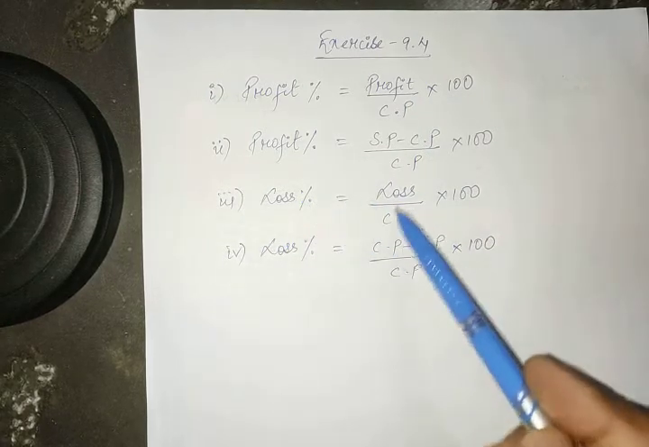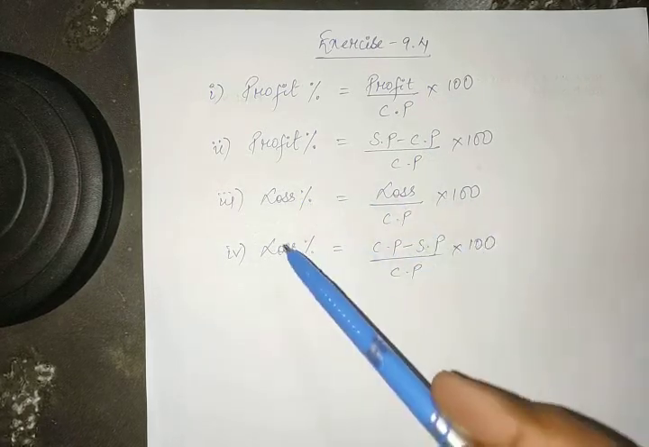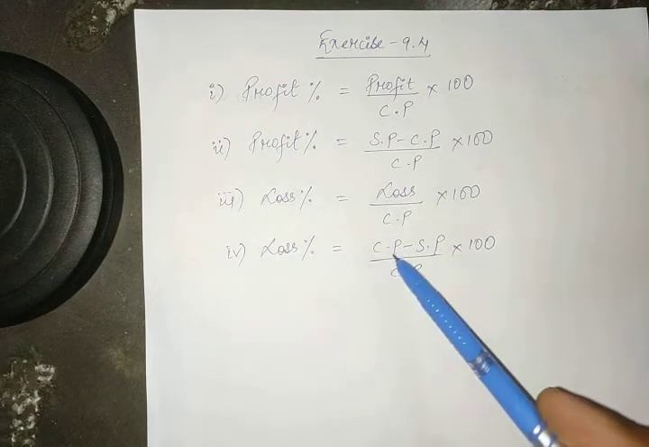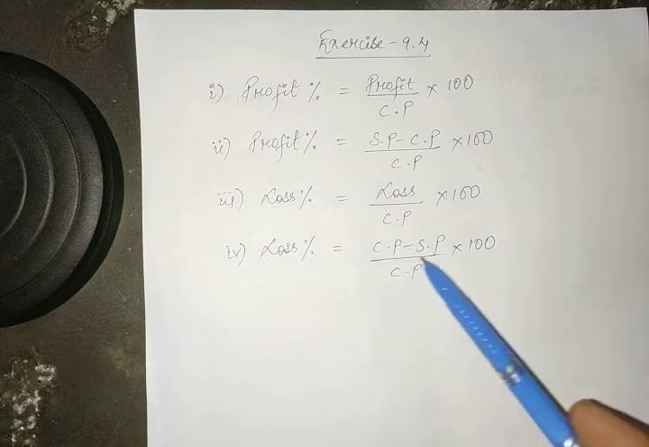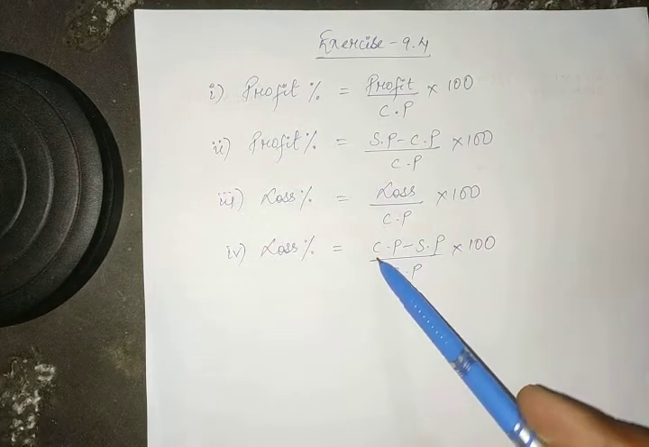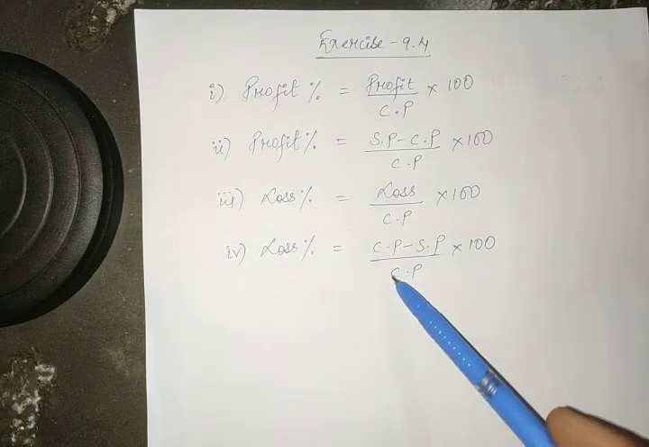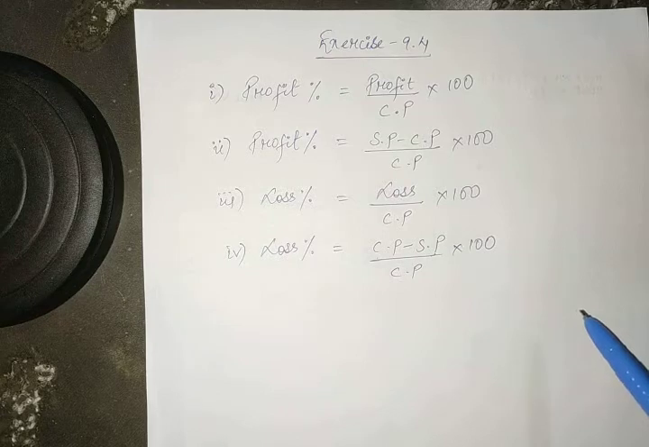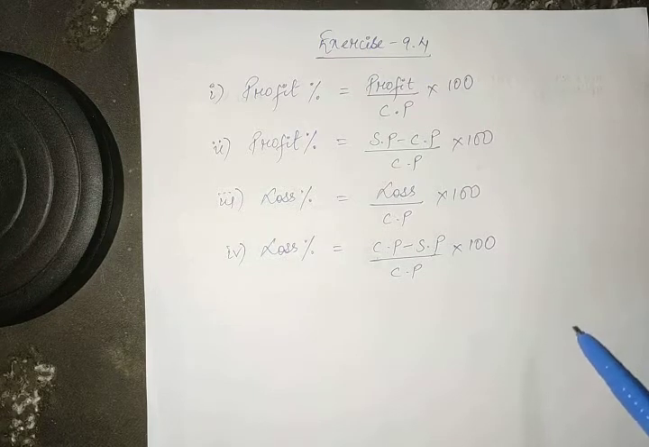Loss percent is loss by CP into 100. In other way we can write loss percent is equal to, and in place of loss we can write cost price minus selling price. This formula we have already learned in exercise 9.3. In place of loss we can write cost price minus selling price, by CP into 100. So these are the four formulas which we'll use to solve exercise 9.4 questions.